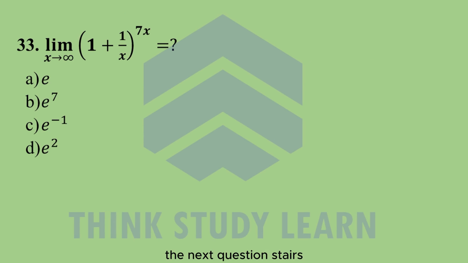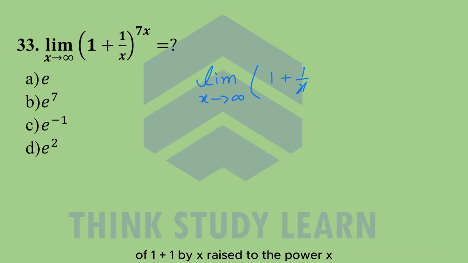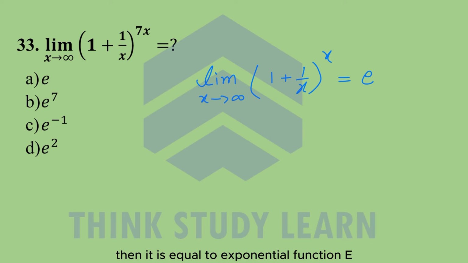The next question states: find the value of the limit as x approaches infinity of 1 plus 1 by x raised to the power 7x. So we will use this theorem which states that the limit as x approaches infinity of 1 plus 1 by x raised to the power x is equal to the exponential constant e.